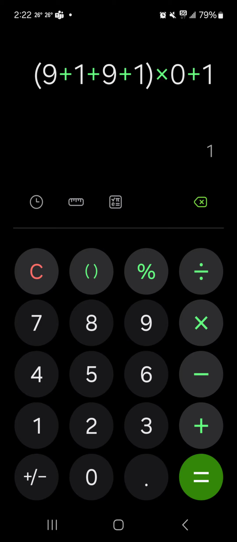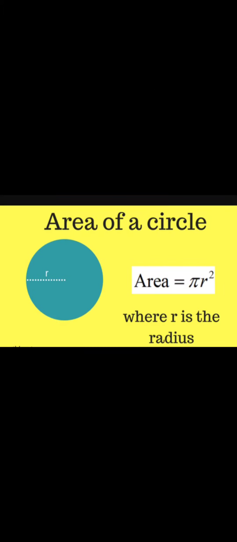So when people say you have to put parentheses around the multiplication, they forgot the order of operations. Multiplication already has precedence over addition. And the other thing to keep in mind is you've got this really old formula called the area of a circle. A equals pi r squared.